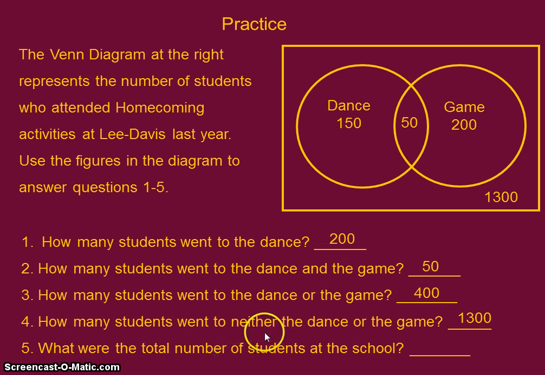And then we want to know the total number of students at the school. So that would include all of these, and this one. Again, we're only counting this one once. So we would do 200 plus 200 is 400 plus 1,300 is 1,700 for the total number of students at the school.